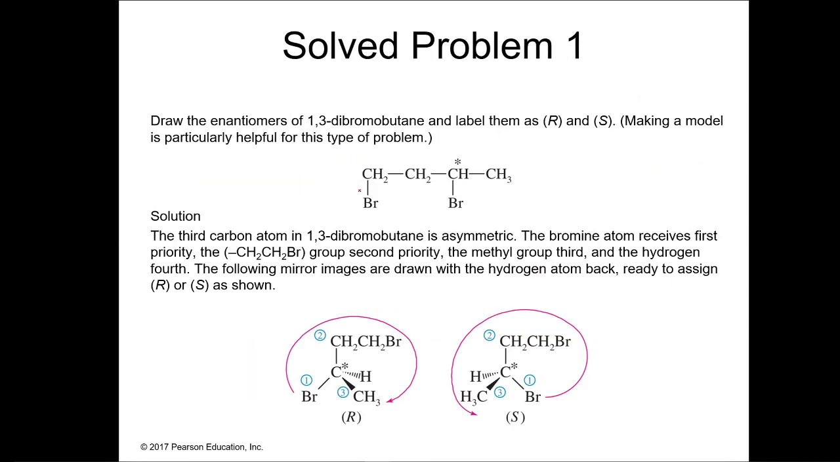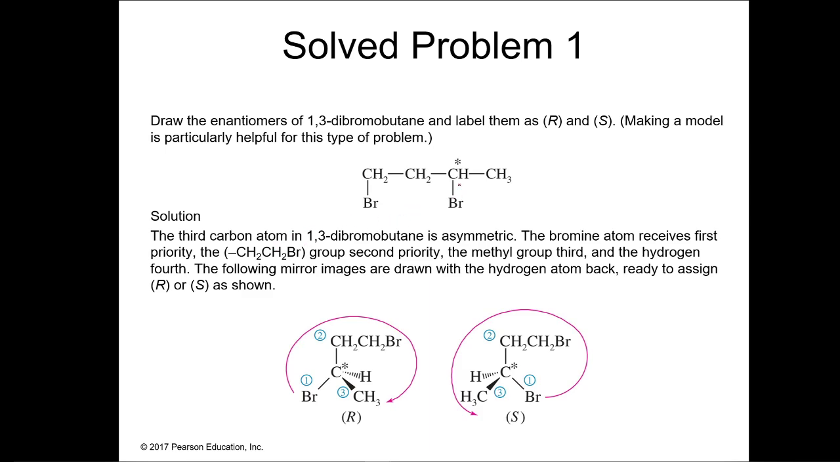Okay. So draw the enantiomers of 1,3-dibromobutane and label them as R and S. Making a model, and so on. If you happen to have a molecular modeling kit, it's very useful, especially for chirality. It's like the most useful thing for chirality. So if you have one available to you, I highly recommend you play around with it.